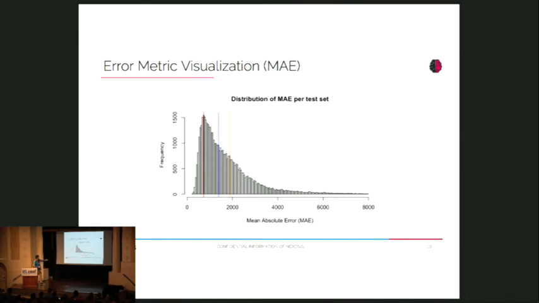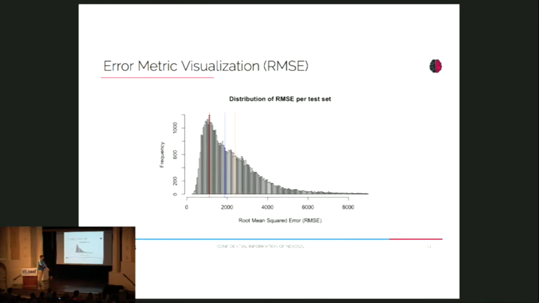And so you'll notice there are 3 lines indicated. Orange line is the mean, blue line is median, red is the mode. So the majority of the models to the right of that red line indicates poor performance. And here's another visualization using root mean squared error. So you'll notice it also follows the typical pattern shown above.